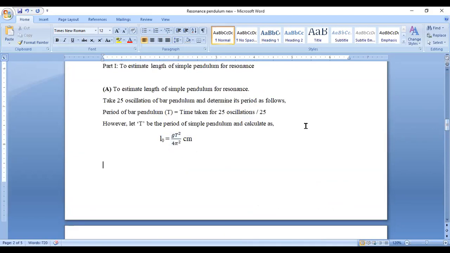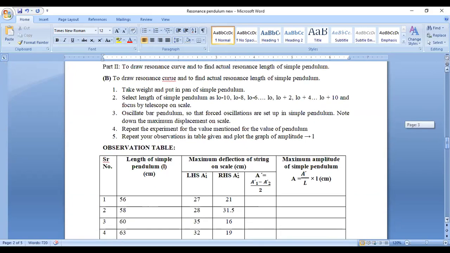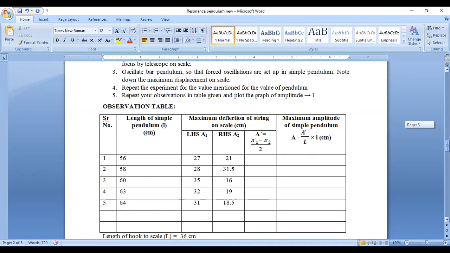So this is the first part you have to do. Estimate the resonance length, and then you perform the actual experiment. You take different lengths on both sides of L0, that is, lengths less than L0 and lengths greater than L0. Take at least 6 to 7 observations. Find out the maximum amplitude.